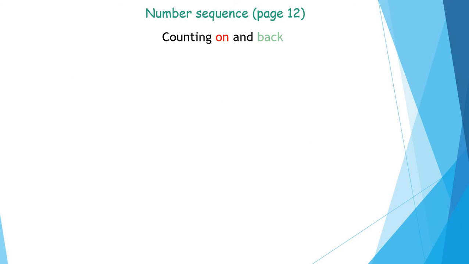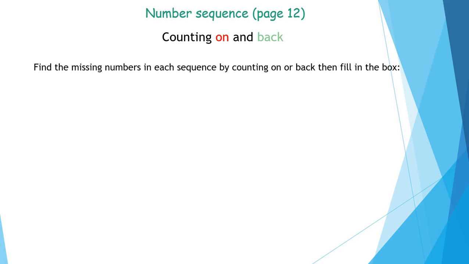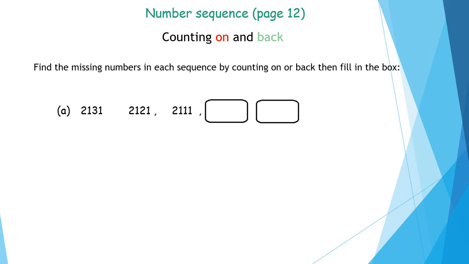Okay. Now I want you to remember again counting on and back, and I want you to apply on these exercises your experience of counting on, adding something more, or counting back, taking away, subtracting. We need to find the missing number in these sequences. Okay, the first step is to underline the changing place. What is the changing place here? The changing place here is the tens.